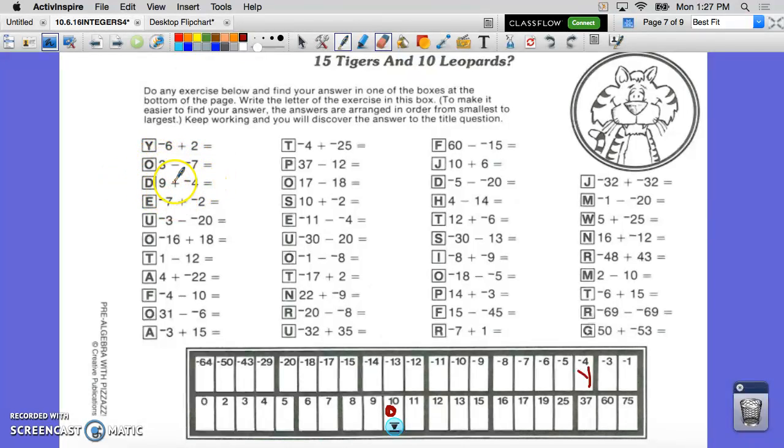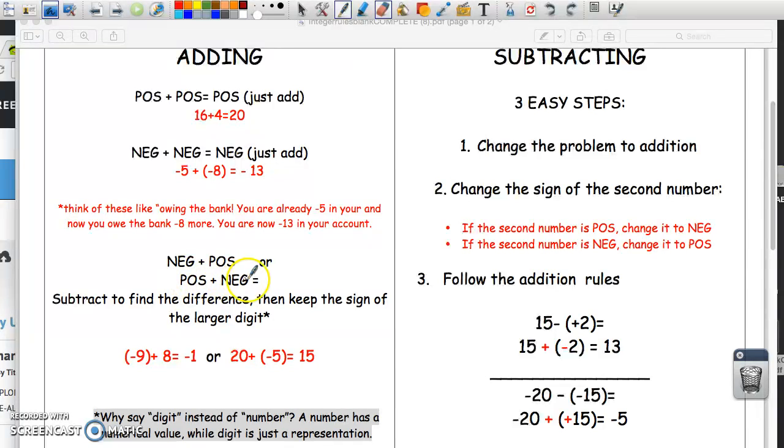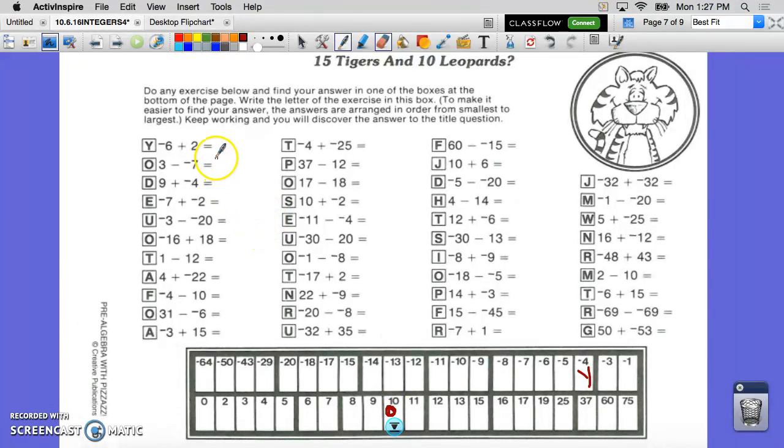D, positive plus a negative. What do we do when we have a positive plus a negative? Again, looking at our rules: positive plus a negative, or negative plus a positive, subtract. Find the difference, then keep the sign of the larger digit. So I'm going to be subtracting these two.